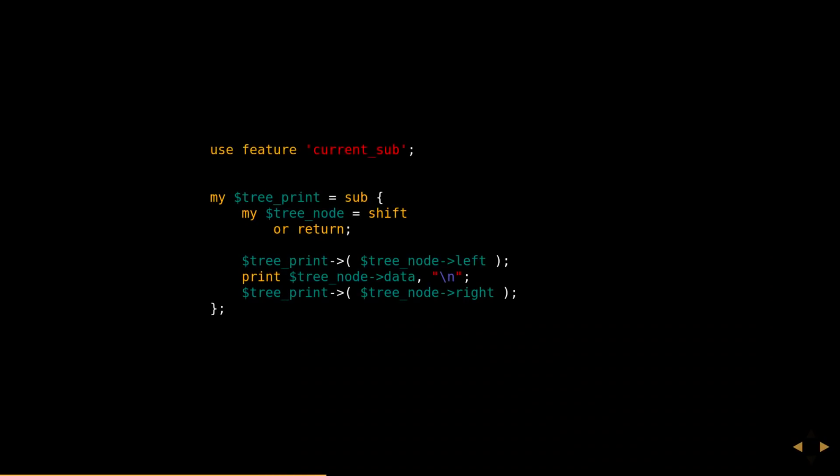So you could just use something else. Instead of all this crazy stuff, you can just use current sub, and now you have __SUB__, and that will always point to the current running subroutine. You're welcome. That's it. Super simple.